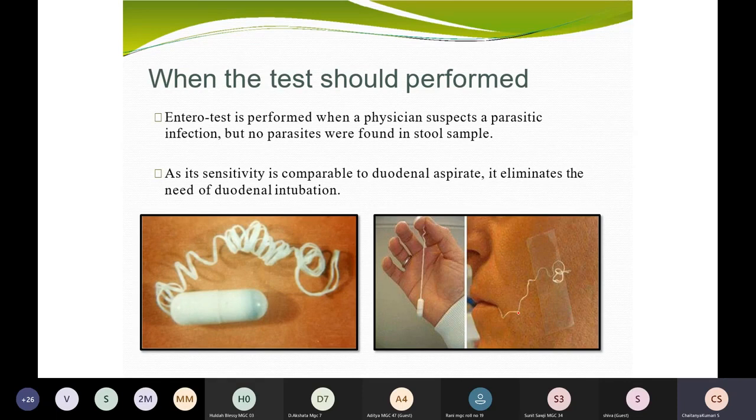Entero test is performed when a physician suspects a parasitic infection but doesn't find any parasites in the stool sample. Obviously, the stool test is a simple technique to diagnose, but if they don't find any cyst in the stool sample, then they will prefer this entero test for those patients. As its sensitivity is comparable to duodenal aspirate, it eliminates the need for duodenal intubation. So simply by swallowing the string, you can take out the cyst, and we can examine. No need to insert any tube or anything like that.